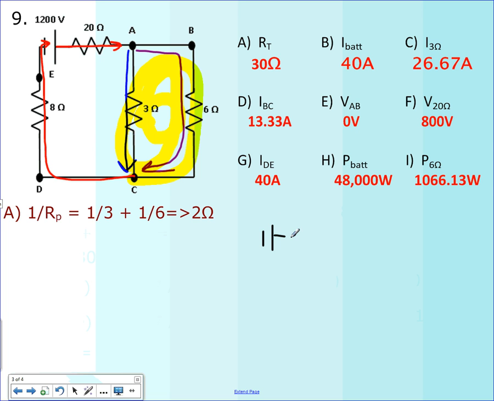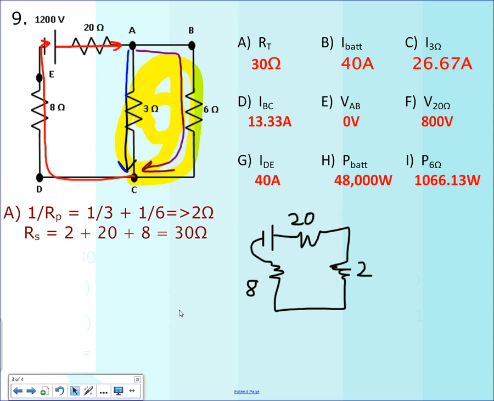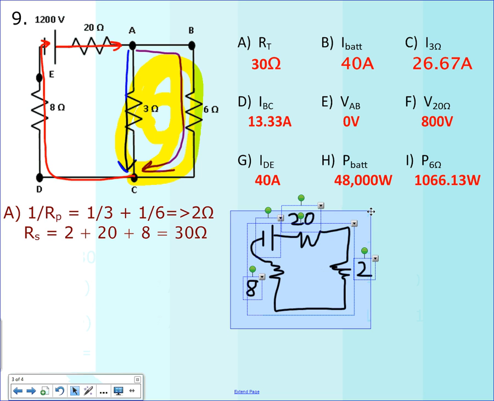to have your battery, you have your 20, this is simplified into the 2, you have that 8 ohm resistor, and it comes back around. You've got your 8 ohms, your 20 ohms, and the equivalent to the parallel path, the 2 ohms. So looking at that picture, the 20, the 2, and the 8 are in series together, so you would add those 3 together to get the total resistance of your circuit, which is our 30 ohms.